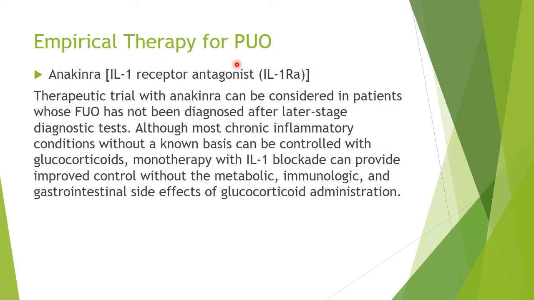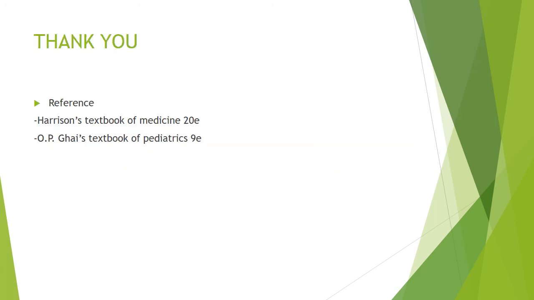Empirical therapy for pyrexia of unknown origin with anakinra. A therapeutic trial with anakinra, which is an interleukin-1 receptor antagonist, can be considered in patients with fever of unknown origin that has not been diagnosed even after late-stage diagnostic tests. It is similar in efficacy to glucocorticoids but has fewer metabolic, immunologic, and gastrointestinal side effects.